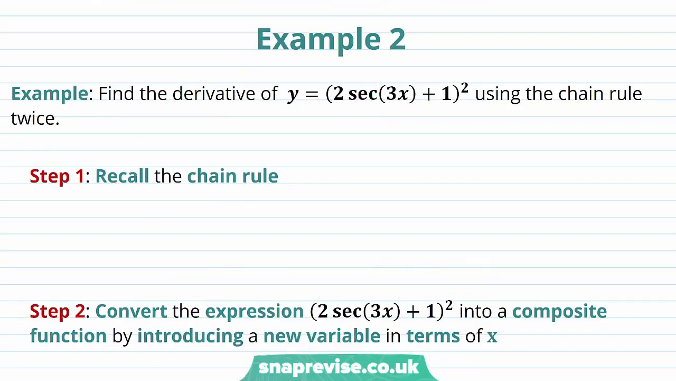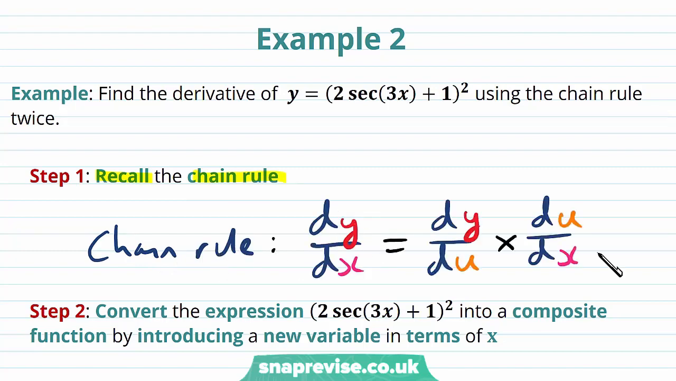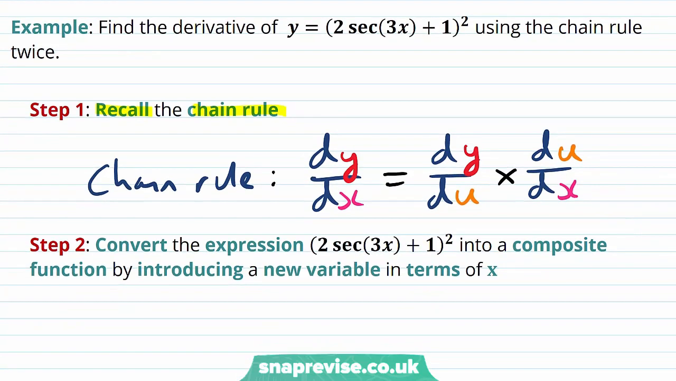Our second example asks us to find the derivative of y equals 2 lots of sec of 3x plus 1, all squared, using the chain rule twice. Our first step is to recall the chain rule. We have that the chain rule is that dy by dx is equal to dy by du multiplied by du by dx. Our second step is to convert the expression 2 sec of 3x plus 1, all squared, into a composite function by introducing a new variable in terms of x.